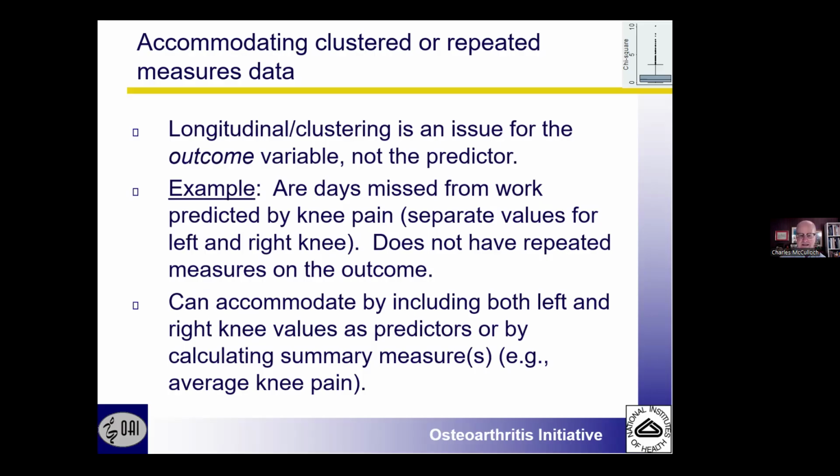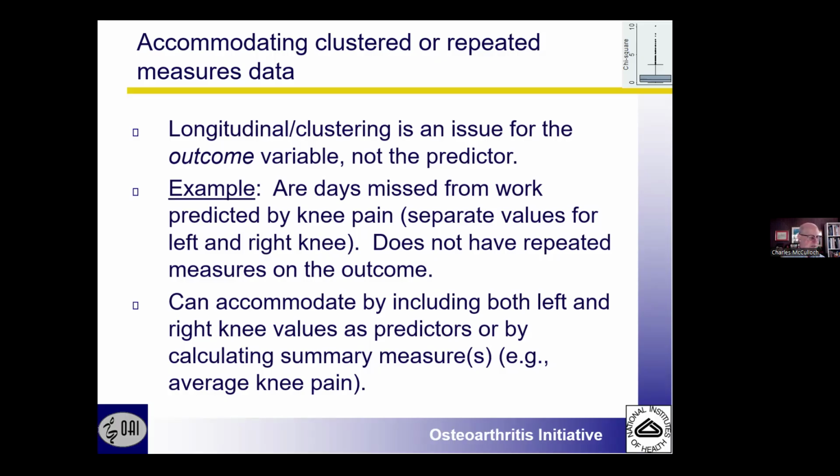All right, so what would we want out of a method for dealing with longitudinal or cluster data? Sorry, a little sidetrack here. Longitudinal or clustering is only an issue when that clustering or longitudinal nature of the data set is for the outcome variable. It doesn't really matter if it's for the predictor. For example, suppose you're interested in whether days missed from work is predicted by knee pain. So days missed from work is at the person level. And if we're just doing this at, say, the baseline, we only have one measurement for each person. Even though the predictor, knee pain, is clustered, it's measured on each knee. So this does not really have repeated measures on the outcome. And we can deal with this with the standard statistical methods.